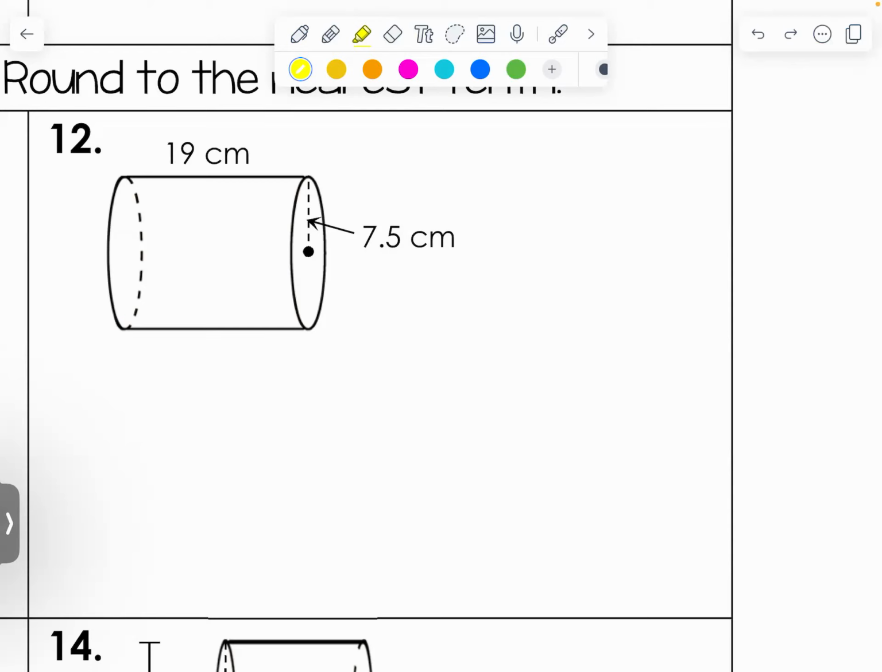Austin, which one's the radius? 19 or 7.5? Okay, Austin is saying 7.5 is the radius. Do you agree? Yeah. I agree. Notice how it goes from the edge of the circle to the center. So 19, since that's the one connecting the two circles, that's the height. This cylinder is on its side. So I know it feels weird that our height is sideways, but the cylinder is sideways.